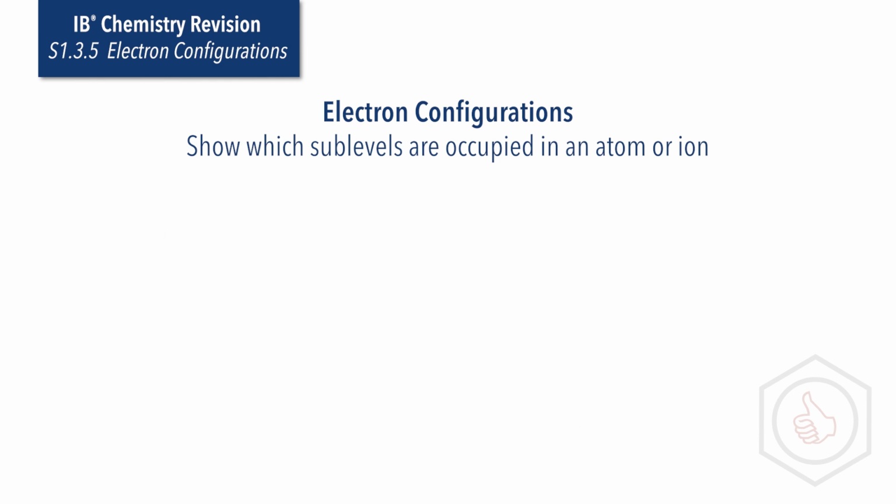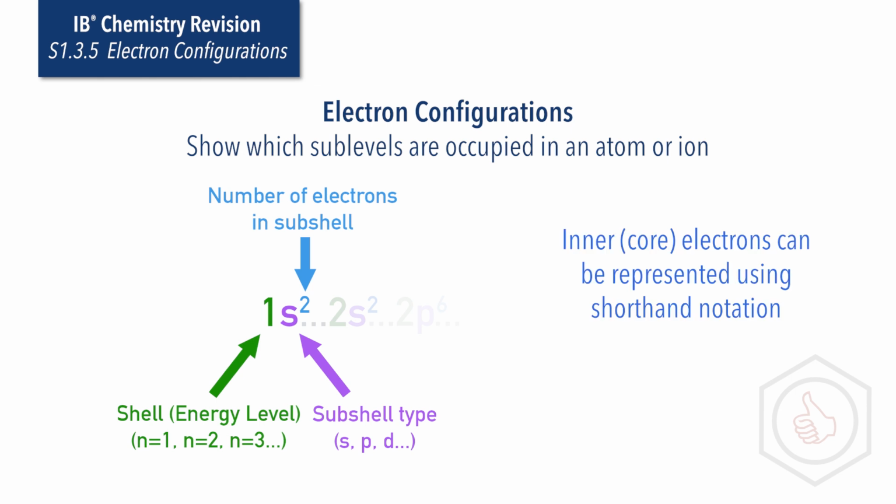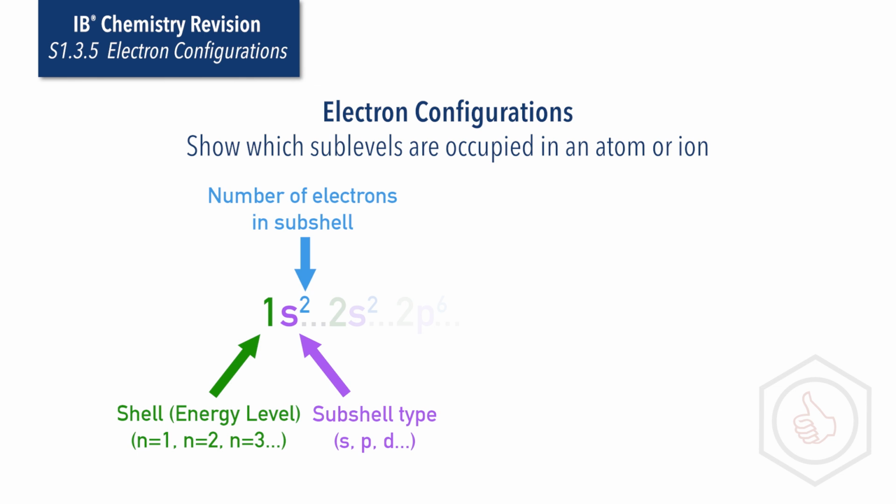When writing electron configurations, we use a standard notation. The notation uses a number for the main energy level, n, a letter for the subshell, for example s, p or d, and a superscript for the number of electrons in that given sublevel. Inner or core electron configurations can be represented using noble gas shorthand notation. For example, the first 10 electrons in an atom can be represented using square brackets [Ne], which signifies 1s2, 2s2, 2p6.